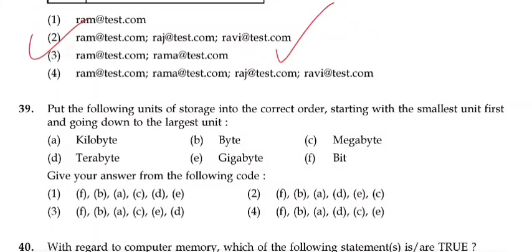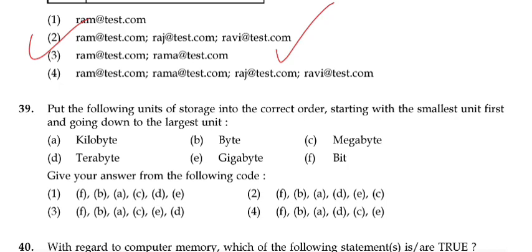39. Put the following units of storage into the correct order, starting with the smallest unit first and going down to the largest unit. Kilobyte, byte, megabyte, terabyte, gigabyte, bit. You must be familiar with it. Kilobyte, KB; byte; megabyte, MB; terabyte, TB; gigabyte, GB; then bit. So these are the options.